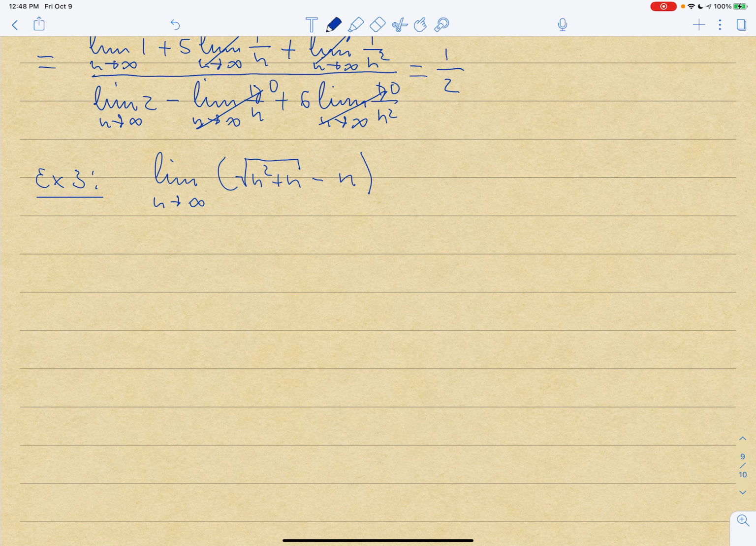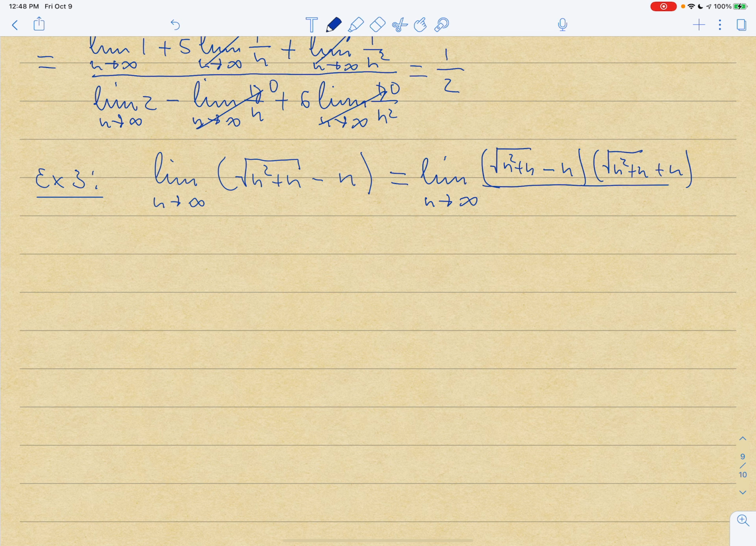All right, so what do we do in the second case? You might remember that the typical procedure again is to try to simplify to get rid of a square root. How to get rid of a square root? You multiply and divide by the conjugate. So we have square root of n squared plus n minus n, times square root of n squared plus n, and divide by the same quantity, square root of n squared plus n plus n.